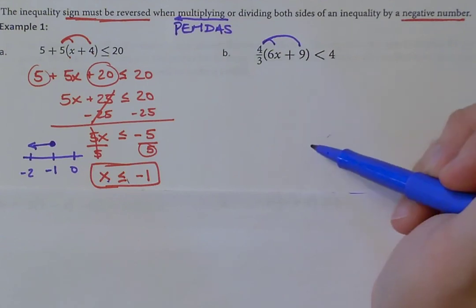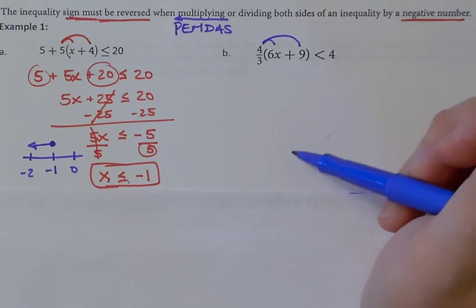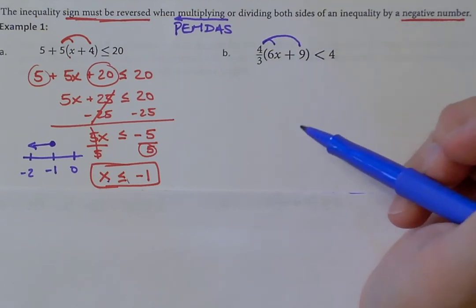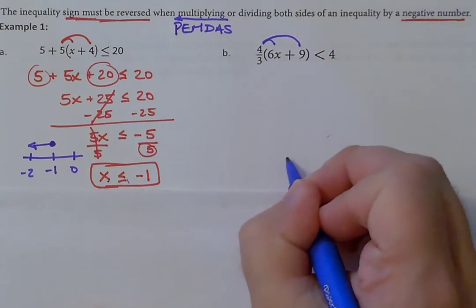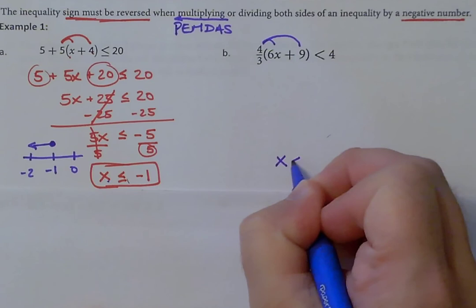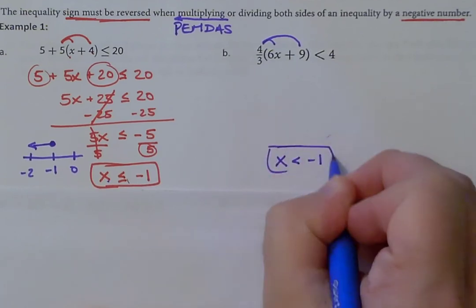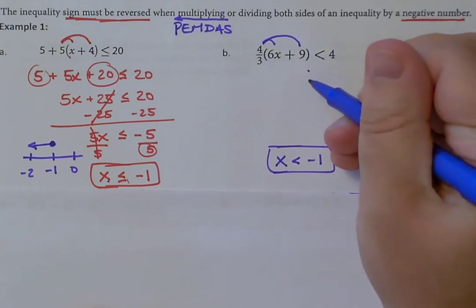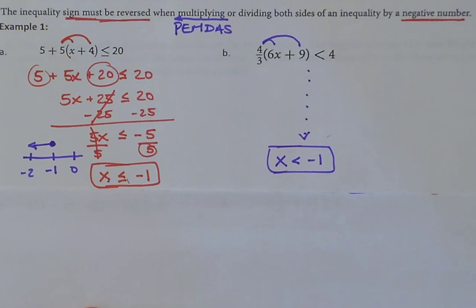If you would like guidance on this, you can always take a look at my completed notes. If you want me to explain this later, by all means, I'll be more than happy to do that for you. To give you an idea of what you're going to end up with, at the end, you should end up with x is less than -1. So when you go through and solve this all the way through, that's what you get.